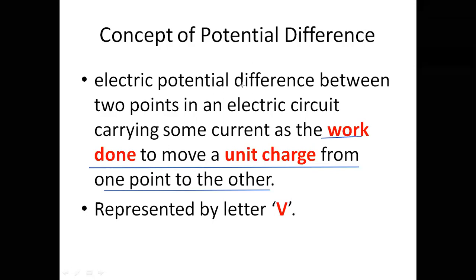Work done to move a unit charge from one point to another. Written the definition. Okay. Now the practice we are following till now is learning one definition, seeing how it is represented, which letter is used, and seeing its unit. Electrical current is represented by I, electrical charge is represented by Q, potential difference is represented by capital letter V.